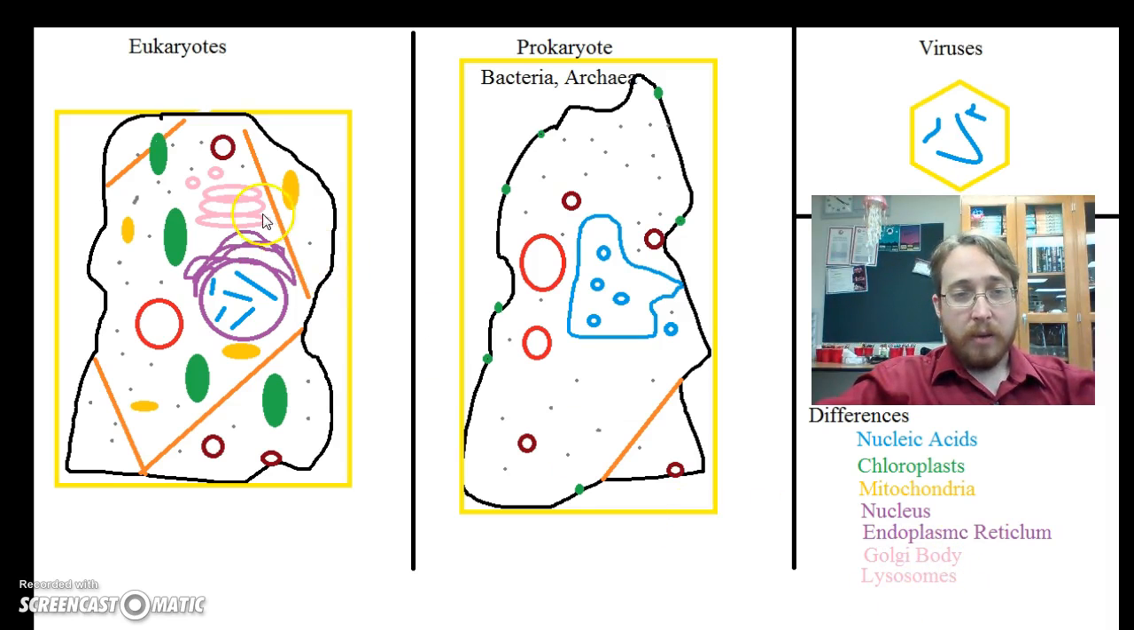The Golgi body right here is present in eukaryotes, but not present in bacteria or archaea, and it's making its lysosomes and its secretory vesicles that will leave the cell. And lysosomes themselves, since bacteria don't have a Golgi body, they're not going to have lysosomes either.